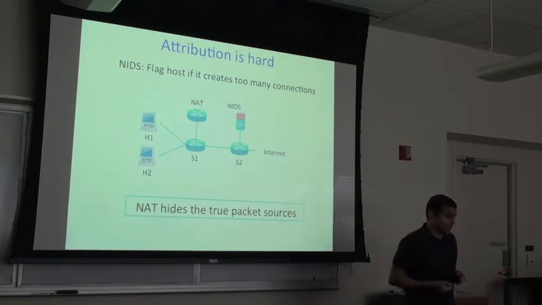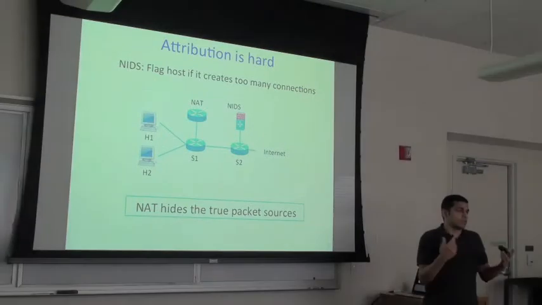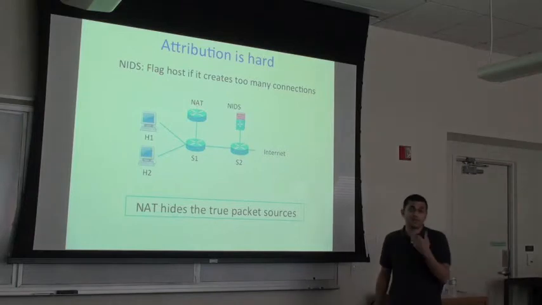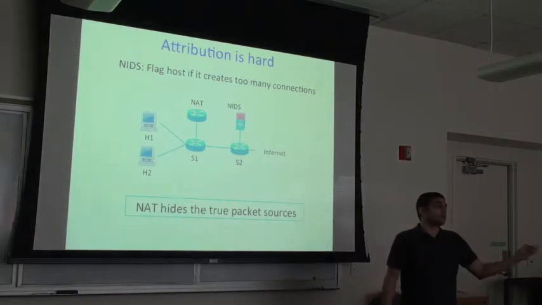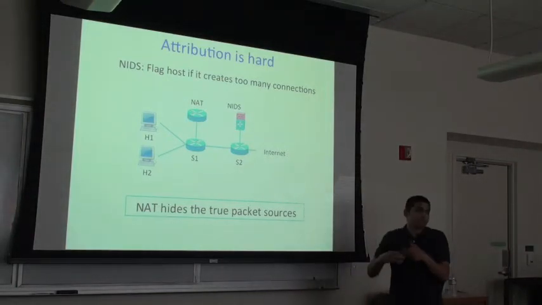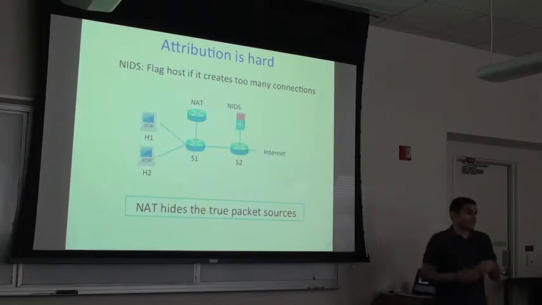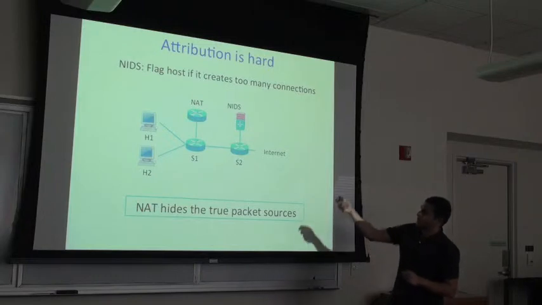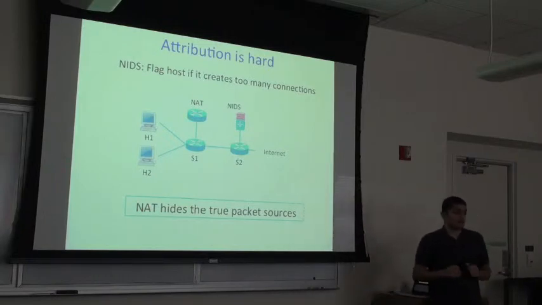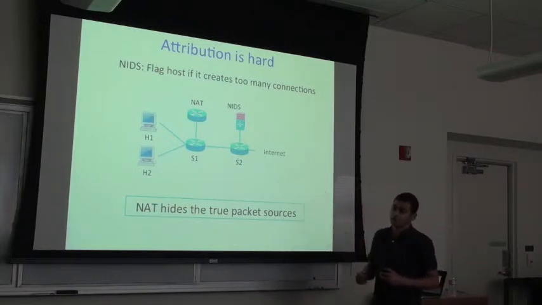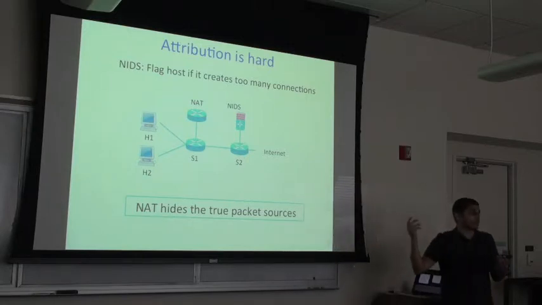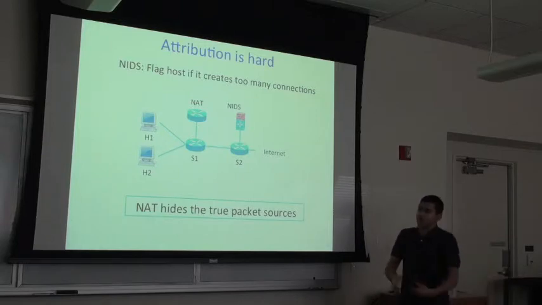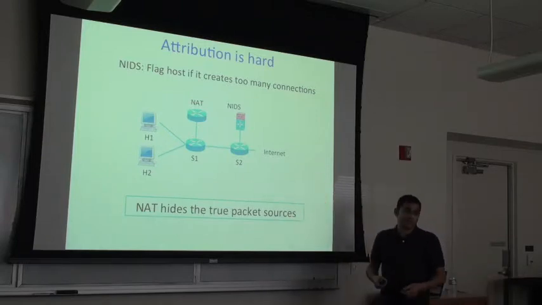One problem is if you have a security system and you want to do some counting logic. Say, I want to detect if your machine has been compromised and it's sending a lot of outgoing connections. What I would do is put an NIDS, an IDS, and have it count the number of scans you're sending out. The problem, of course, is that if you have a NAT in front of it or a load balancer in front of it, it actually may hide the true packet source. So your counting logic is totally wrong at this point. I'm really looking at the count of the NAT as opposed to the count of the host, which is what I'm trying to detect.